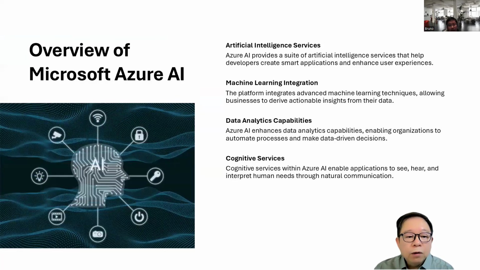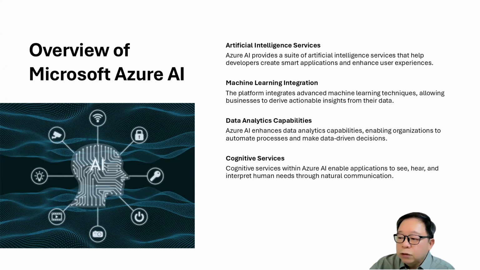So if we look at the overview, what kind of functionality and what is the power of Azure AI? First, we will look at the artificial intelligence services. Okay, we call them AI services. Azure AI is a collection of AI services and tools that enable every developer to develop intelligent applications. Right. So Azure AI integrates advanced learning, machine learning, data analytics, cognitive services, and of course, all these will help entrepreneurs to find insight from data and automate processes.